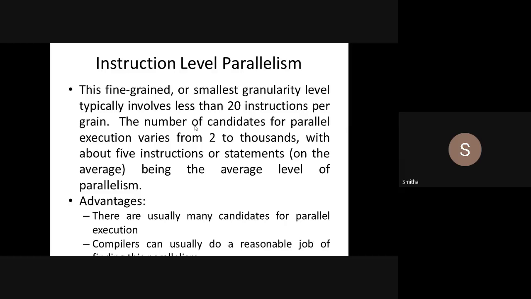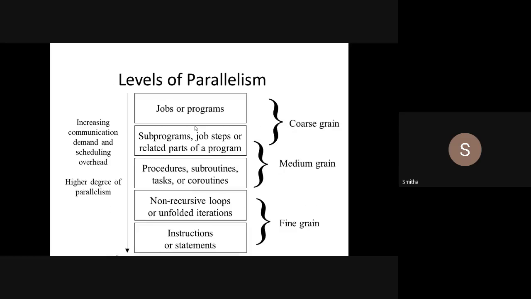So what is the advantage? There are usually many candidates for parallel execution. Candidates here are nothing but threads. For parallel execution, compilers can usually do a reasonable job of finding this parallelism. It is easy to detect also. This level of parallelism is easy to detect, and we can have more partitions with fewer instructions, which will lead to a higher degree of parallelism. So this is instruction level parallelism, the bottom level, instruction or statement parallelism.